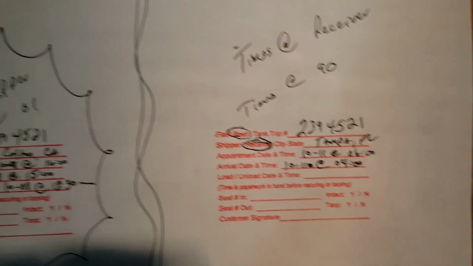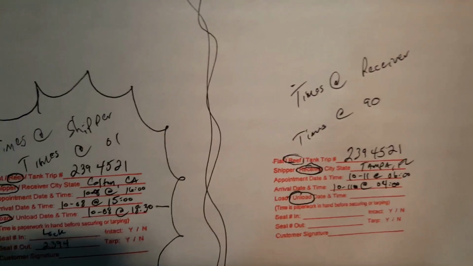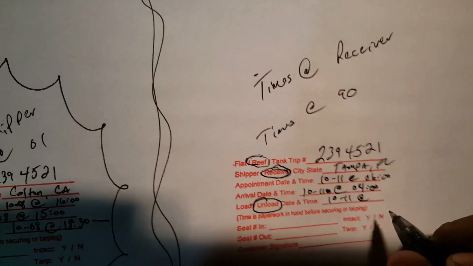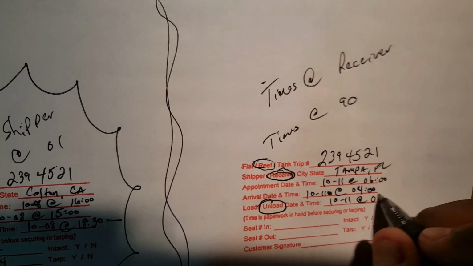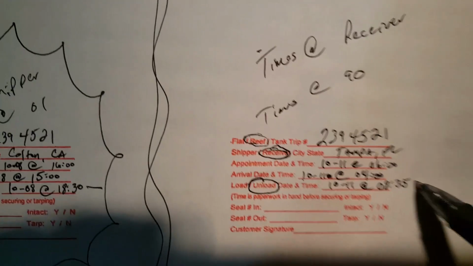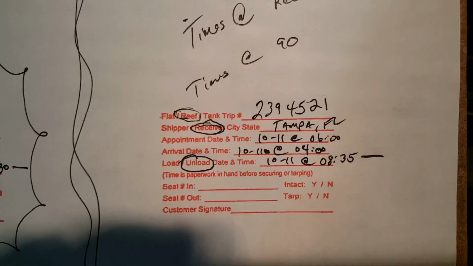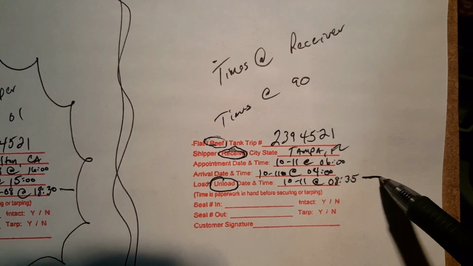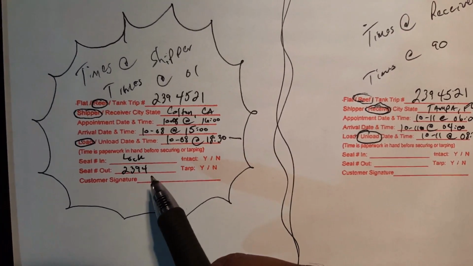All right, so it's always important to use military time. Next question is load or unload. Well, in this case, we are getting unloaded, and then the date and time. When did we get unloaded? 10/11 at 0835. This time right here, again, is the time that you're going to use from the Qualcomm. This is the macro depart receiver. Okay. The seal we came in with, obviously we're going to use the same one that we had at the shipper, 2394.